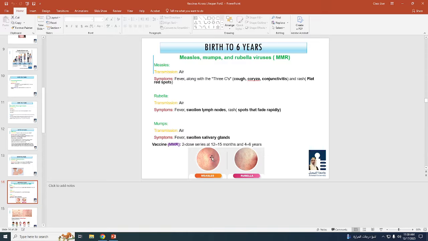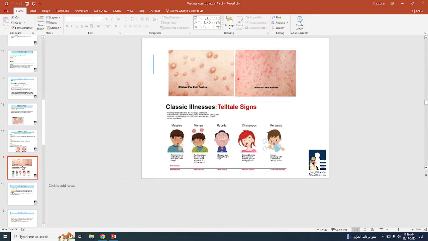And the rash does not cover the whole body. However, for measles, the rash is more severe and it covers the whole body. You can barely see clean skin if a baby has measles. Okay, and of course, it's much more serious than rubella.